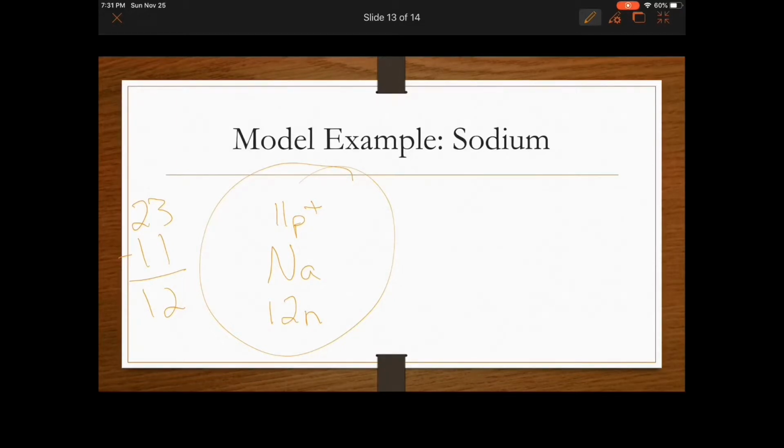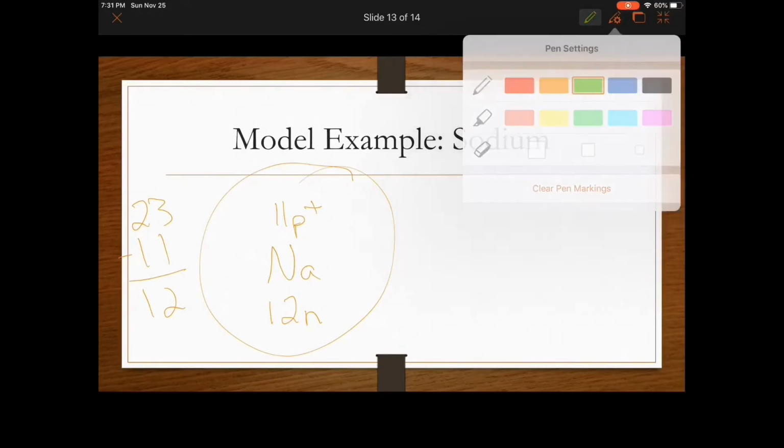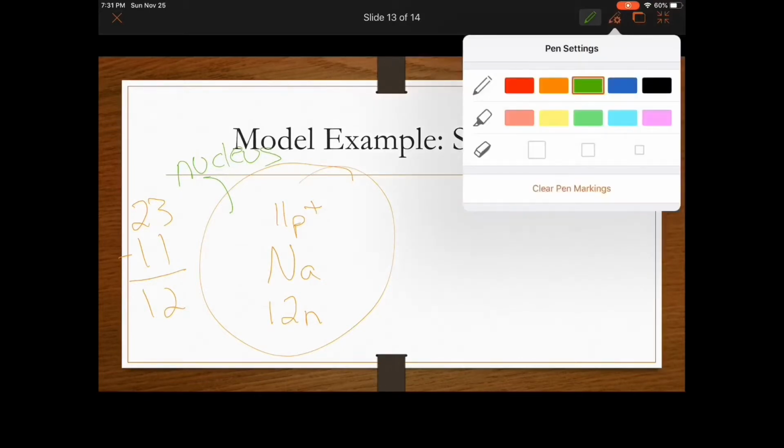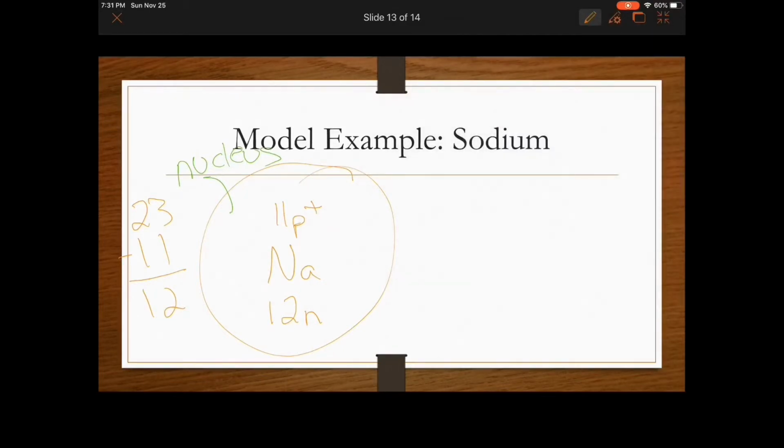All right, so now I put a big circle around that because this right here is my nucleus. Do not forget the nucleus. It is very important. All right, so now let's start filling in these electrons.